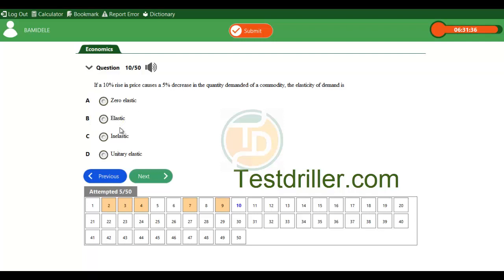Option B talks about elastic. Elastic refers to a fairly elastic demand. It means that the coefficient of price elasticity will be greater than 1. It means that if there's a change in price, it will bring about a greater change in quantity demanded. That's why it's said to be elastic.